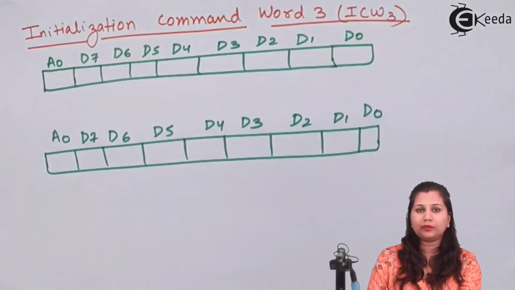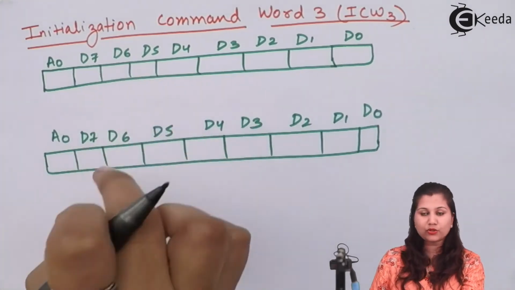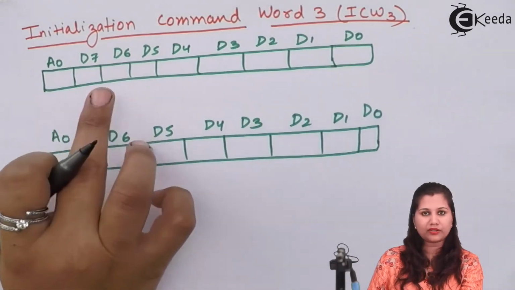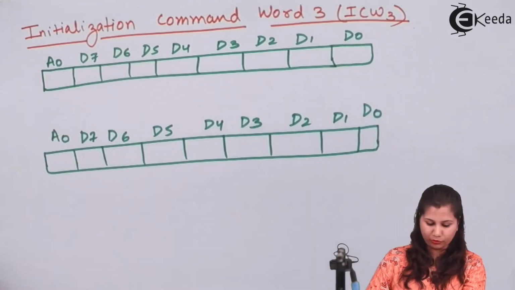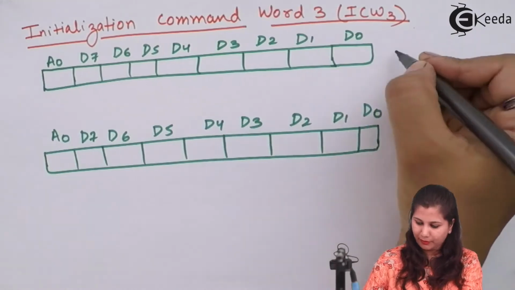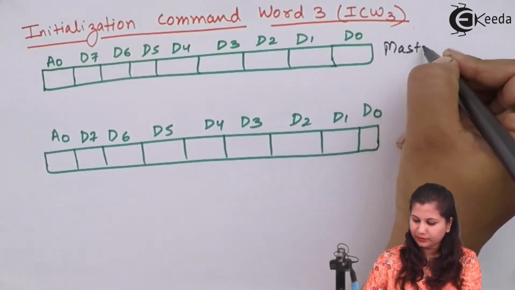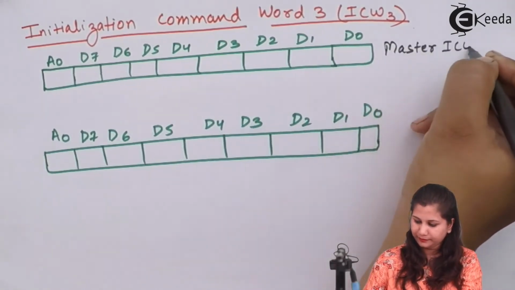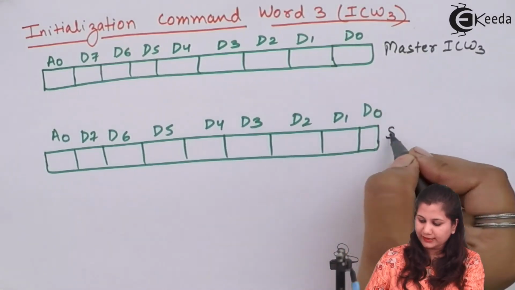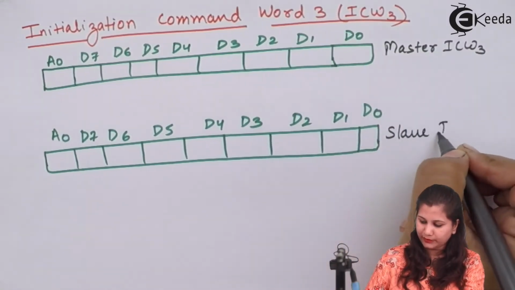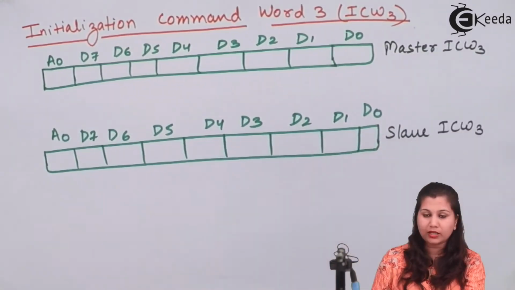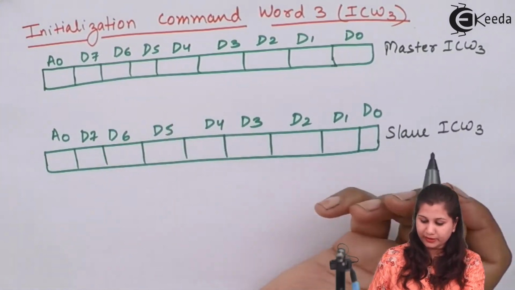Now, as this command word decides whether the 8259 is working in master mode or in slave mode, it has two control words. One is for the master mode and one is for the slave mode. So that is known as the master ICW3, and this is known as the slave ICW3. Now let us see the bits.